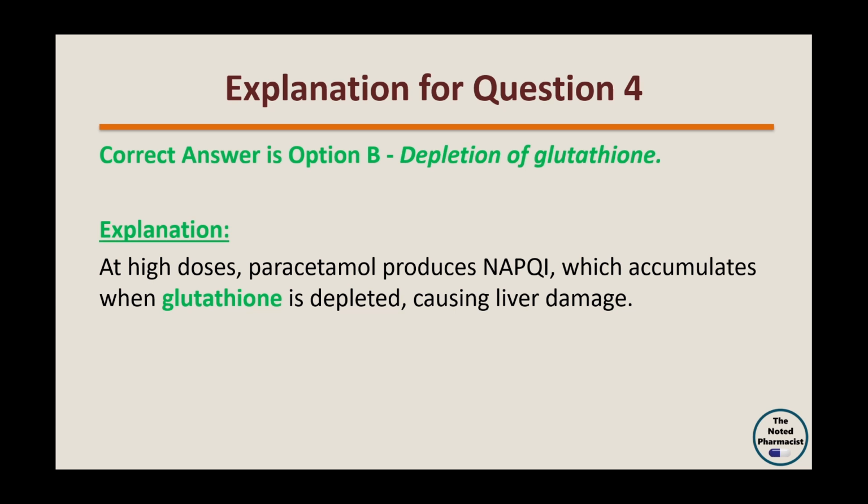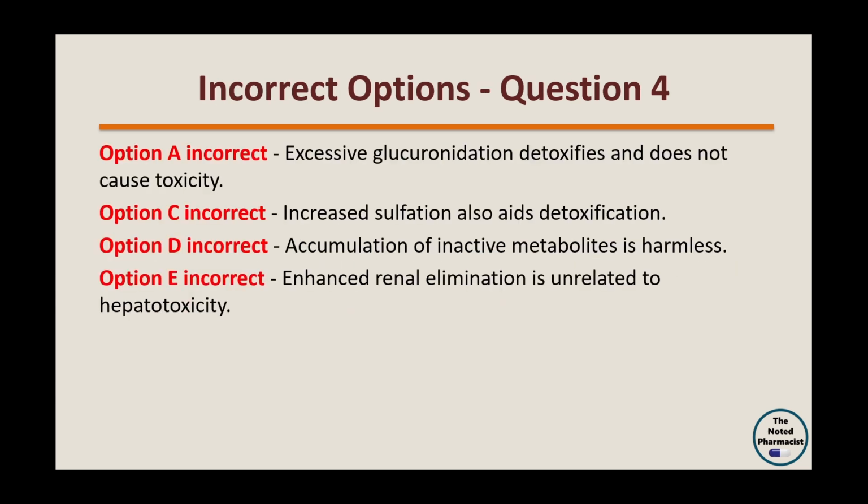Here is the explanation for the incorrect options. Option A is incorrect because excessive glucuronidation is a detoxifying reaction and does not cause toxicity. Option C is incorrect because increased sulfation also aids detoxification rather than contributing to toxicity. Option D is incorrect because accumulation of inactive metabolites is harmless and does not lead to liver damage. Option E is incorrect because enhanced renal elimination is unrelated to hepatotoxicity, which is a liver-based issue.